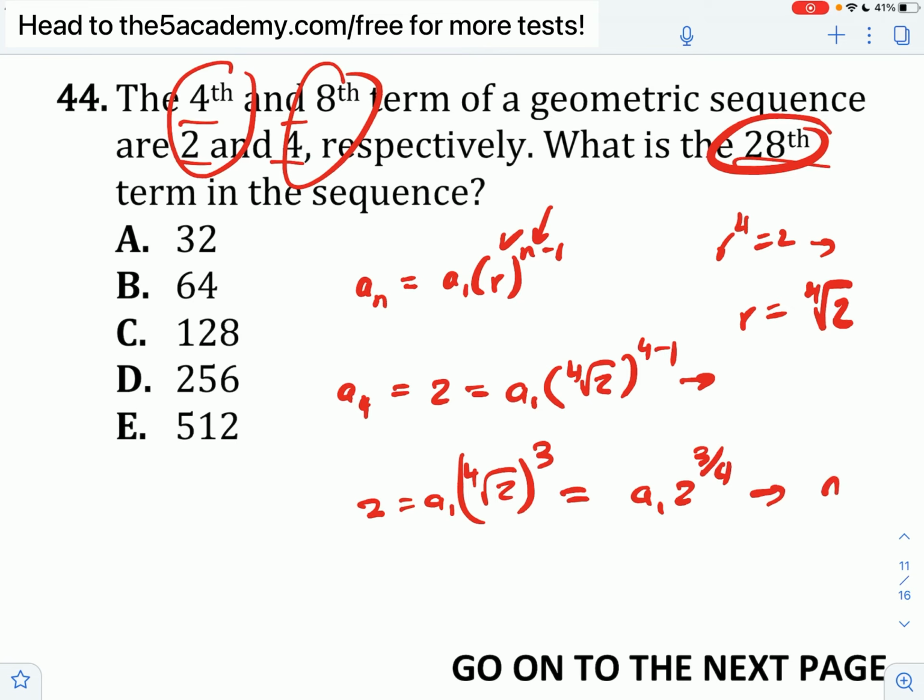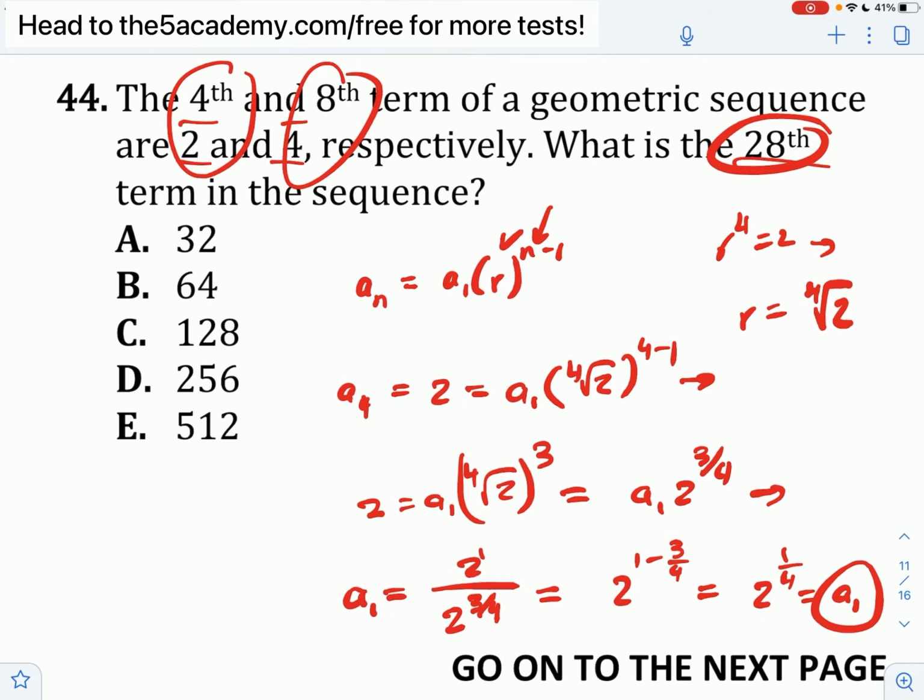That means that a1 is equal to 2 over 2 to the 3 over 4, where this is 2 to the 1st. So 2 to the 1 minus 3 over 4 is the same thing as 2 to the 1 over 4. That's equal to a1. So a1 is actually equal to r in this case, which is kind of interesting. So we're going to take that into account and use this equation up here to get our a of 28.